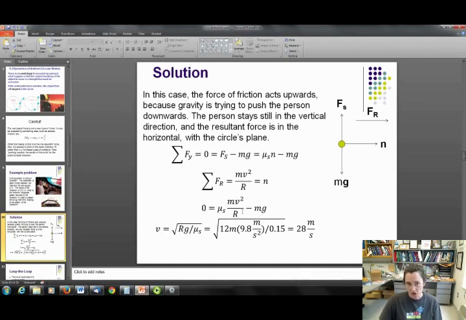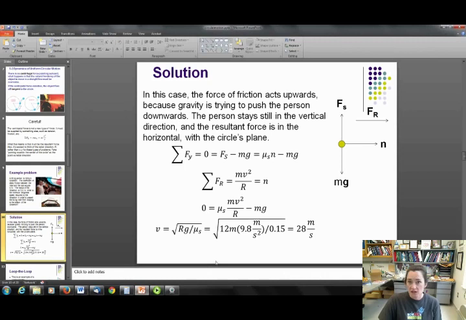The mass appears in all my terms, so I can cancel it out. So to get my speed, I have mu sub s v squared over r is equal to g. I multiply through by r, divide out by mu sub s, and take my square root. So I get the speed is equal to the square root of rg over mu s, and I plug in the numbers from my problem, and then I solve for my speed, which is 28 meters per second. So that's how fast it has to be going for the person to not slip down the wall.